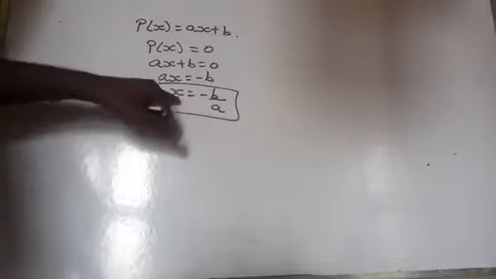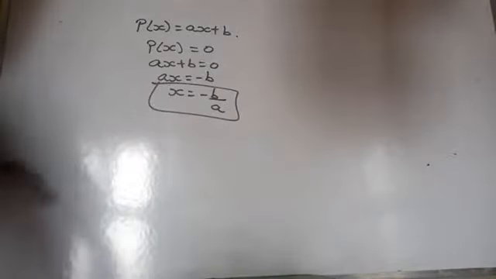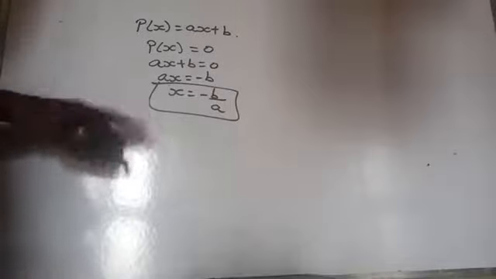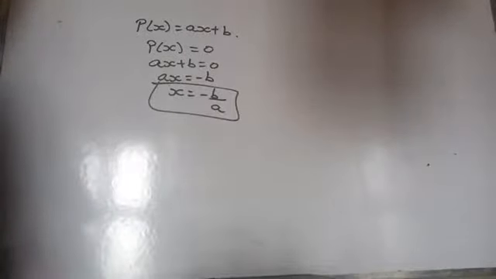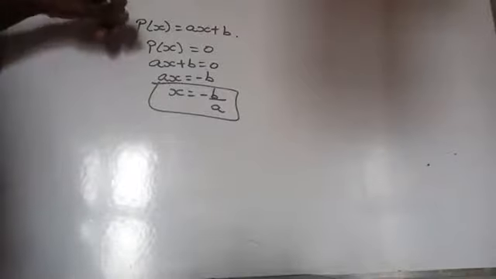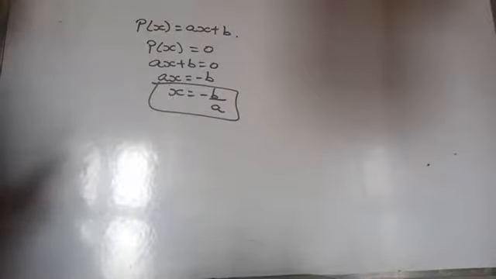Therefore minus b by a is the zero for the given polynomial. Zero is nothing but the solution, otherwise we can call it the roots. So zero, roots, solution, all are the same. So minus b by a is the zero. So how many zeros exist for the linear polynomial? Only one.